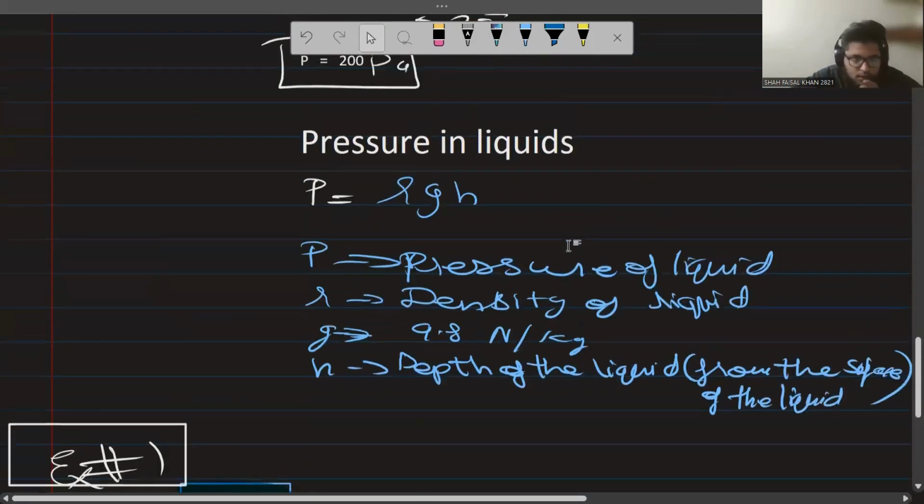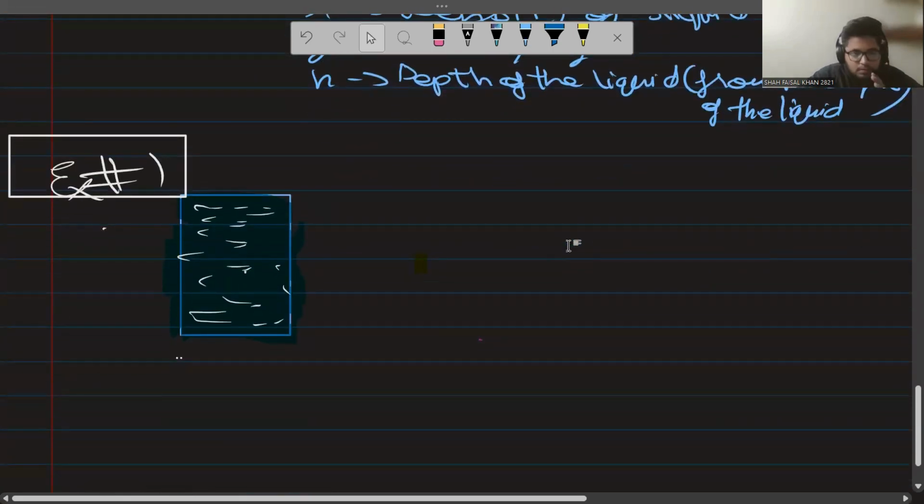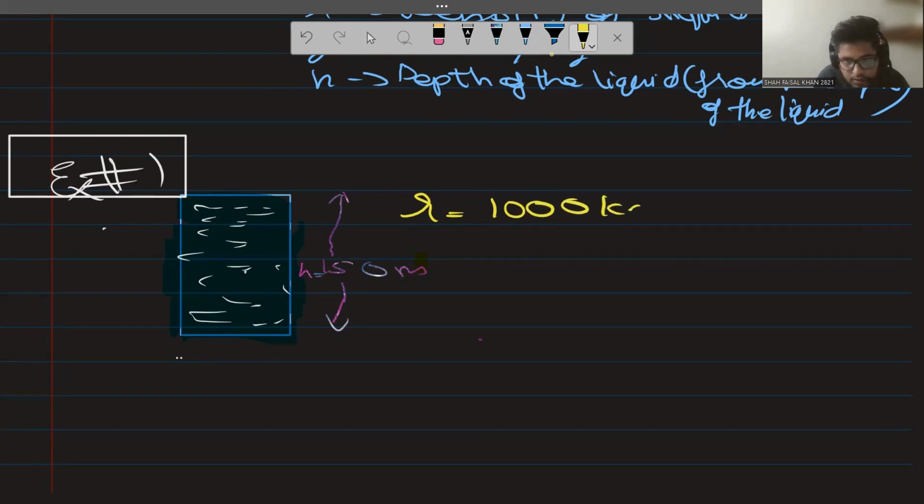So now we are done with how the pressure is calculated in liquid. So now let's do an example. Okay, so in this example, height is given, which is 150 meter. And with it, the density, or the rho, is also given, which is 1000 kg per meter cube. And as we know, the gravitational field strength is 9.8 Newton per kg, right?